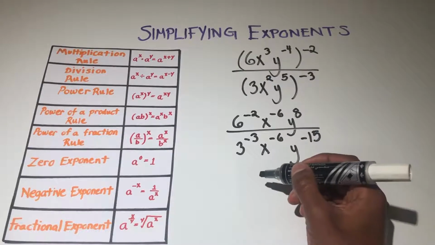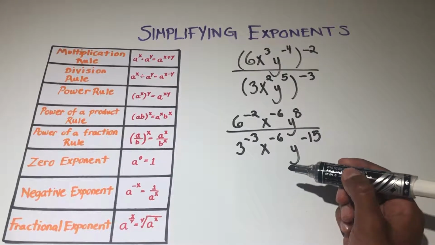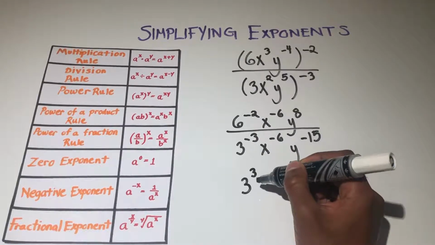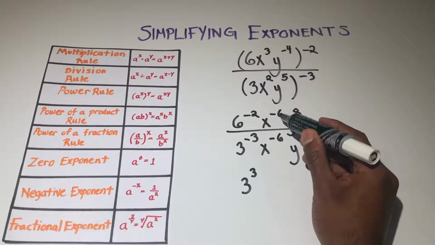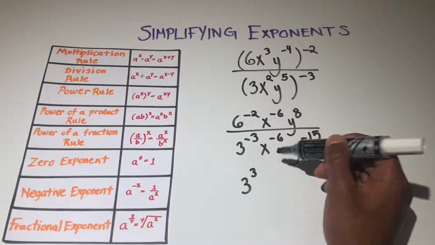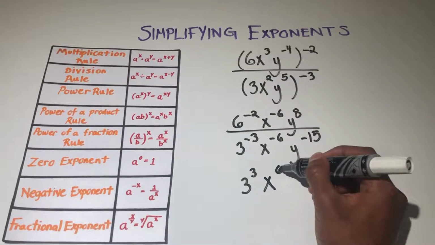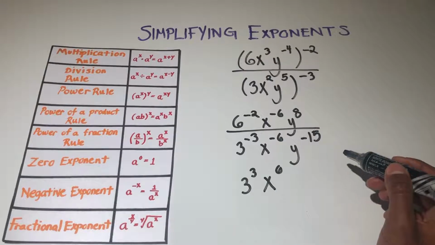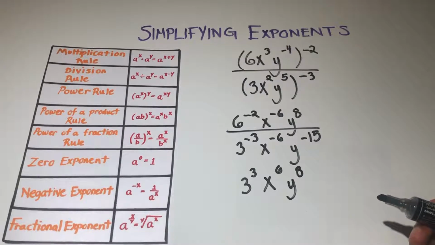So let's begin by doing that. Let's swap 3 to the power of -3 and 6 to the power of -2. We're going to end up with 3 to the power of 3 in the numerator. And we can swap x to the power of -6 and x to the power of -6 as well. And that's just going to give us x to the power of 6. Now we have y to the power of 8. We don't have to touch that, so we'll just tag it along here.